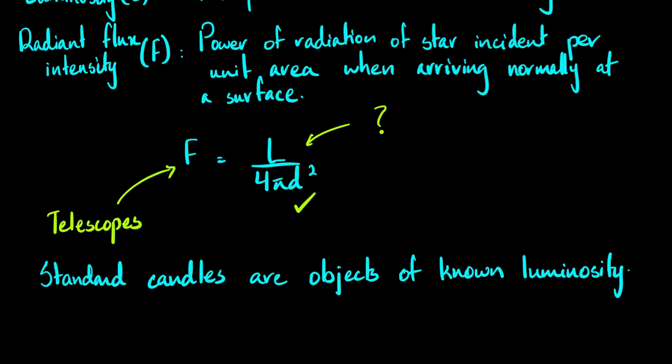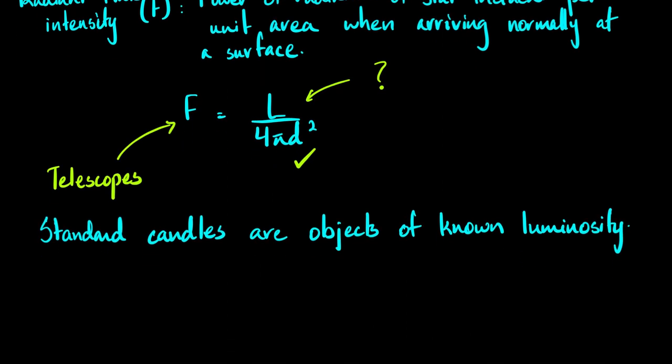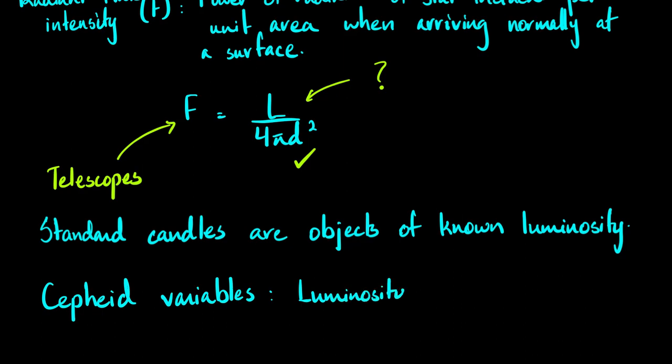Majorly there are two types of standard candles, and these are not really part of your syllabus, but let me just go through them because this can be asked in a question. It's better if you have some knowledge of this beforehand, to help you tackle that question better. One of these standard candles is called Cepheid variables. That's how you pronounce it, Cepheid. The special thing about these stars is that their luminosity varies periodically with time.